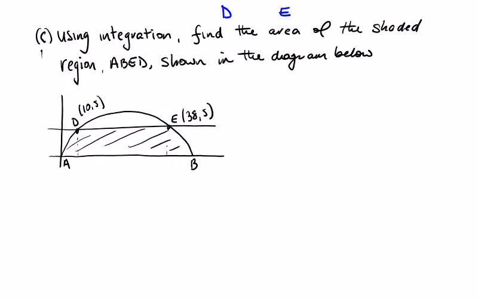Part C, we're asked to use integration to find the area of the shaded region ABED as shown in the diagram below. Well, we have a rectangle in here too, and we have two ends that are the same. So what's the area of this rectangle? It starts at 10 on the x and goes to 38 on the x, so we have a 28, and that's the line y is equal to 5. So we have 28 by 5, which is equal to 140.